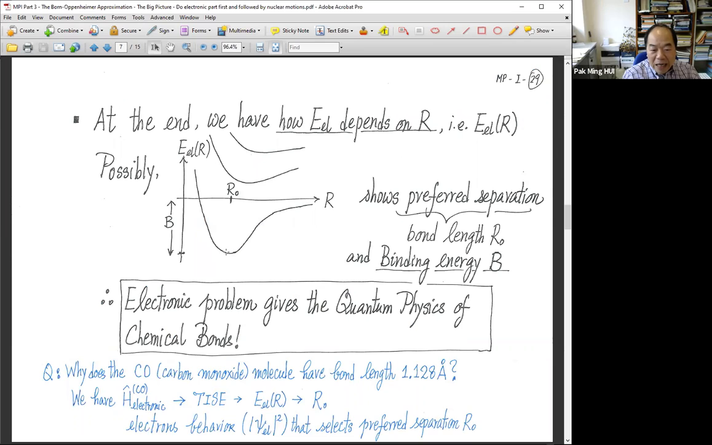Therefore, the electrons serve to select a particular preferred separation of the nuclei. And that is the story behind how electrons are responsible for forming the bond. That will be how strong the bond is. That will be the preferred bond length. The nuclei will prefer to stay at that particular equilibrium separation. The calculations try the different separations.